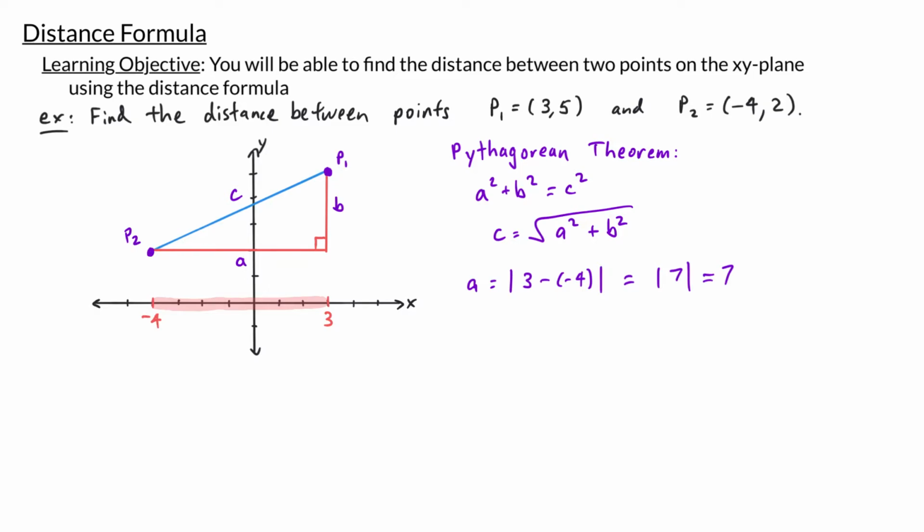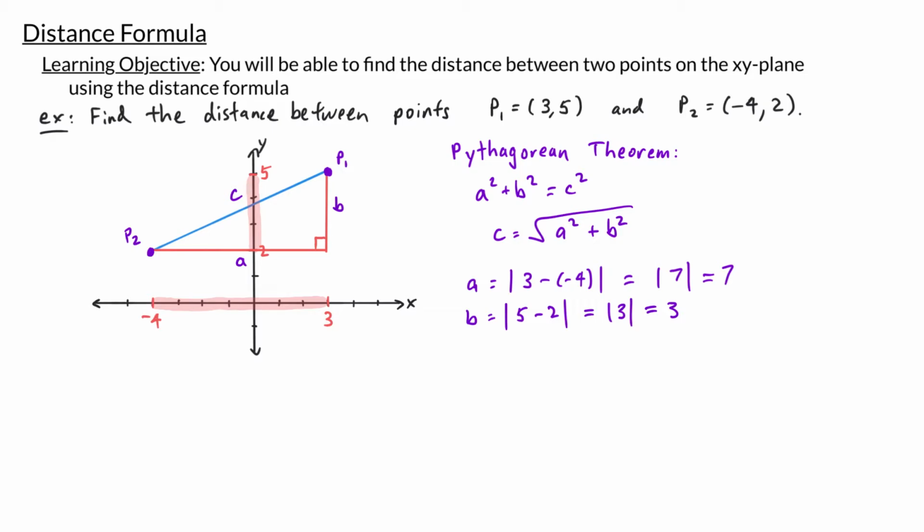Similarly, the line segment B begins at the y-coordinate of P2, which is 2, and ends at the y-coordinate of P1, which is 5. If I want the length of B, I'm interested in the distance between the numbers 2 and 5. And again, to find the distance between two numbers, we take the absolute value of the difference between the numbers. So B is the absolute value of 5 minus 2. 5 minus 2 is 3, and the absolute value of 3 is just 3.